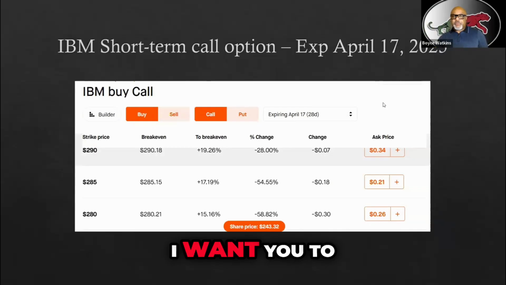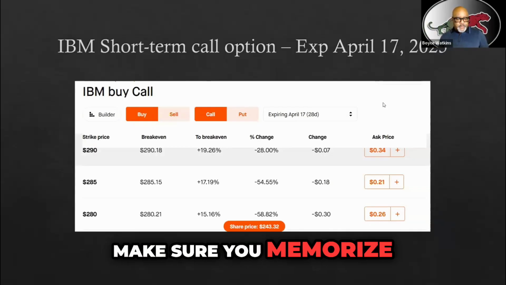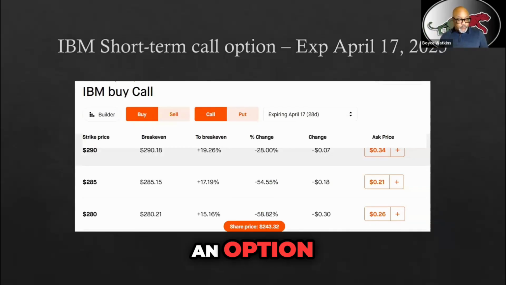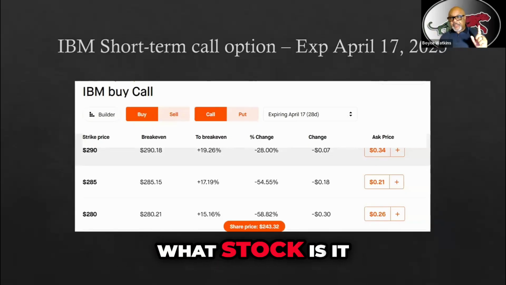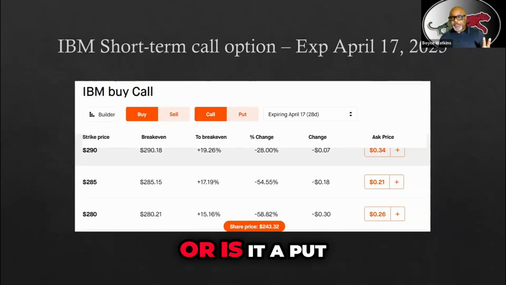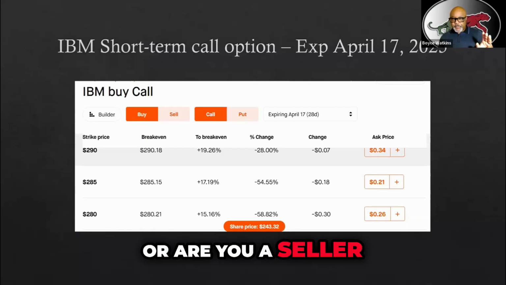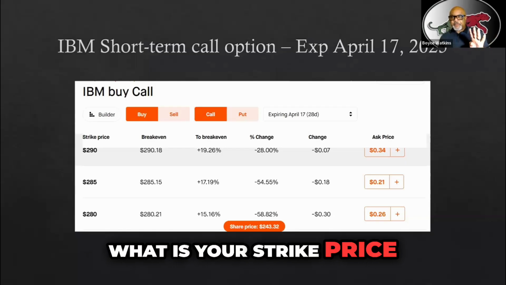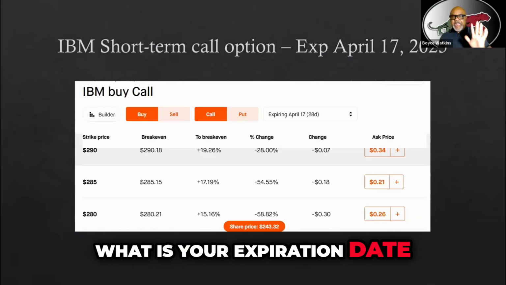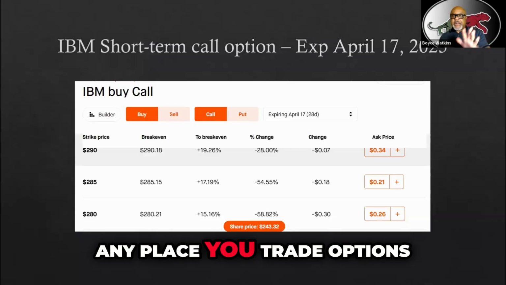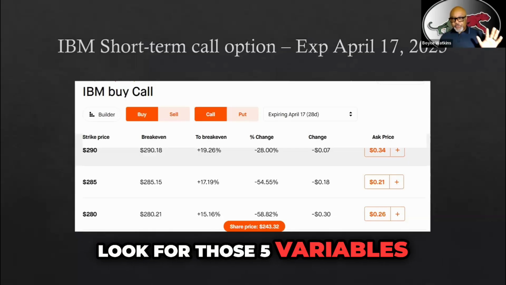Now, remember, I want you to make sure you memorize the 5 things you need to know about an option. What are those 5 things? You need to know what stock is it. You need to know, is it a call or is it a put? You want to know, are you a buyer or are you a seller? What is your strike price? What is your expiration date? Every app you're on, any place you trade options, look for those 5 variables.